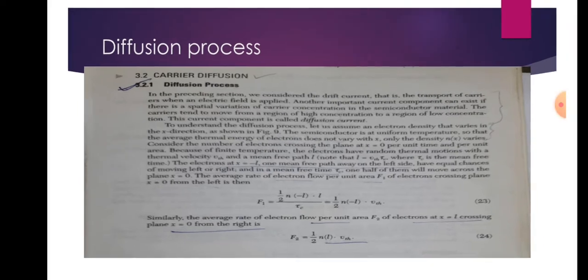To understand the diffusion process, let us assume an electron density that varies in the x direction. The semiconductor is at uniform temperature so that the average thermal energy of electrons does not vary with x. Only the density N(x) varies. Thus, we consider the number of electrons crossing the plane at x equal to 0 per unit time.